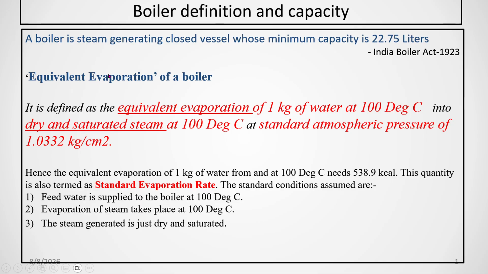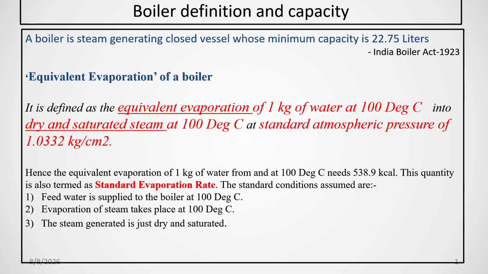Another important definition is the equivalent evaporation of a boiler. What is equivalent evaporation of a boiler? Equivalent evaporation is the conversion of 1 kg of water at 100 degrees centigrade into dry saturated steam at 100 degrees centigrade at standard atmospheric pressure of 1.03323 kg per centimeter square. That is called equivalent evaporation.